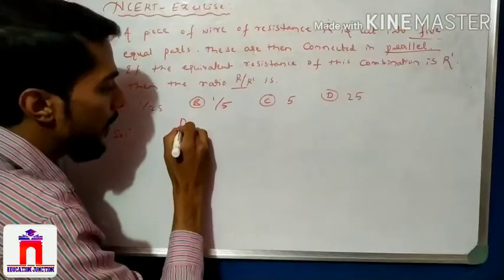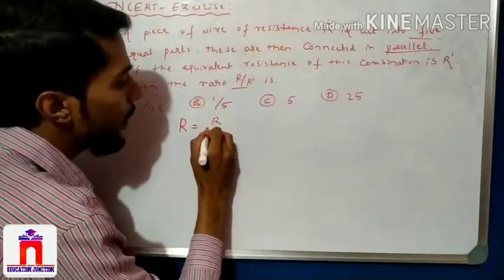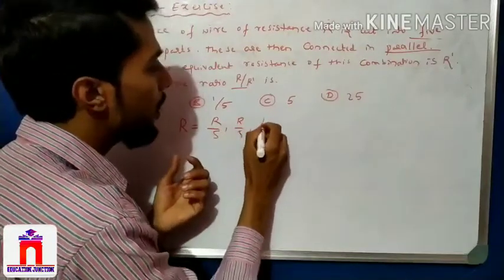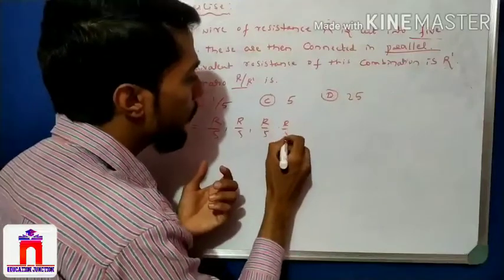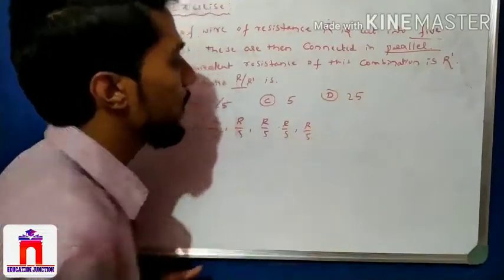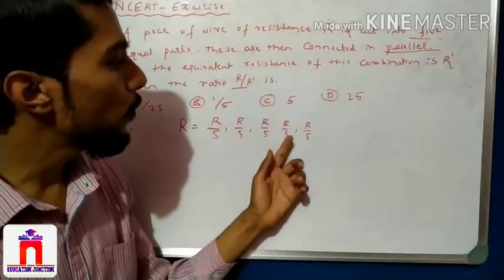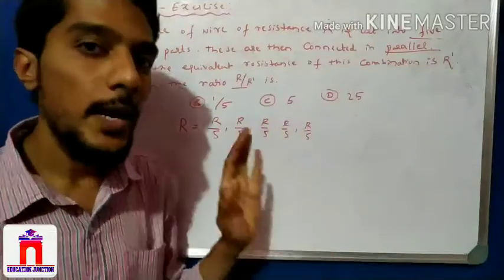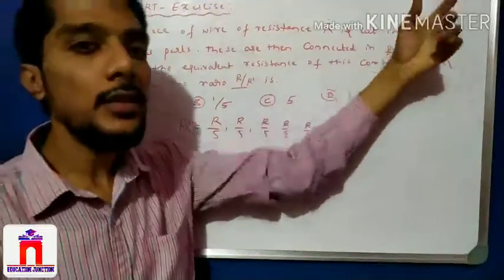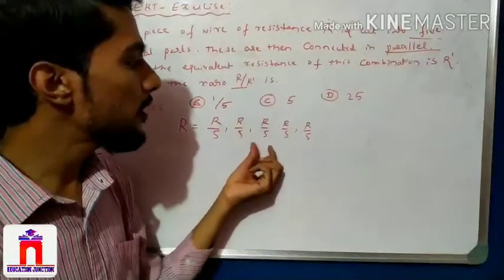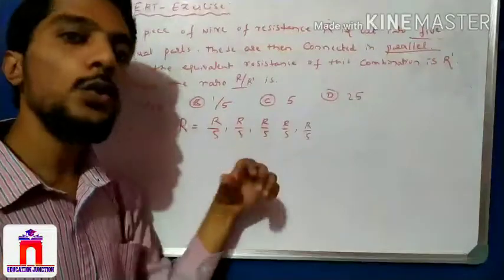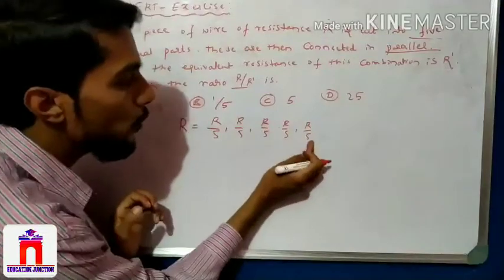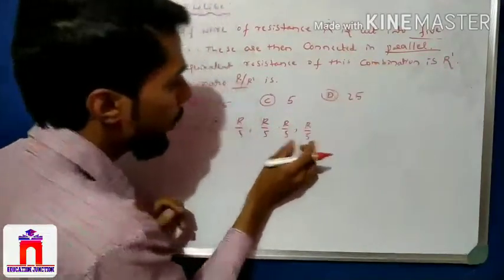So resistance R is given and it is cut into 5 equal parts. Each part is R by 5: first part R by 5, second part R by 5, and so on. How many parts are there? 1, 2, 3, 4, 5. Five parts, written as R by 5 five times. That is the method. If they give 6, you have to write R by 6, six times. If they give 2, write R by 2, two times. Here it is 5, so I write five times R by 5. The number must be in the denominator.